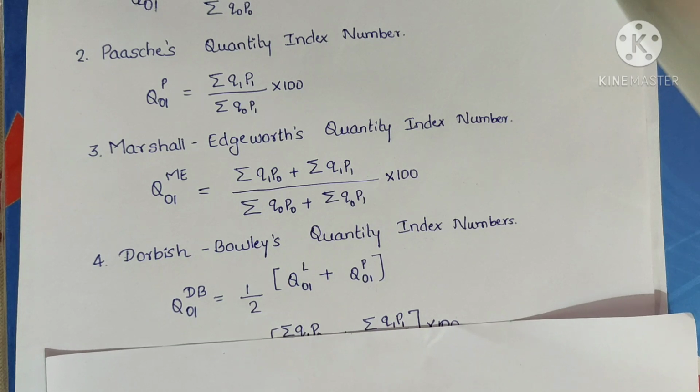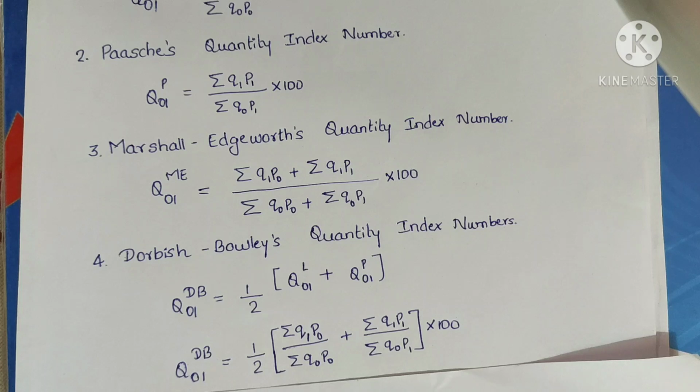Next, going on to the Drobisch-Bowley quantity index number, which is given by Q01 equals half of the Laspeyres quantity index number plus Paasche's quantity index number. Further, we can also write it as Q01 equals half into summation Q1 P0 divided by summation Q0 P0 plus summation Q1 P1 divided by summation Q0 P1, into 100.